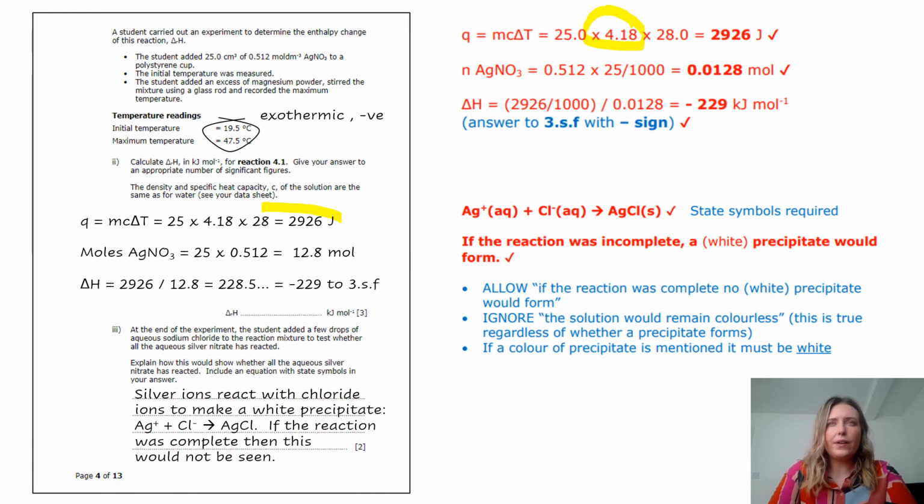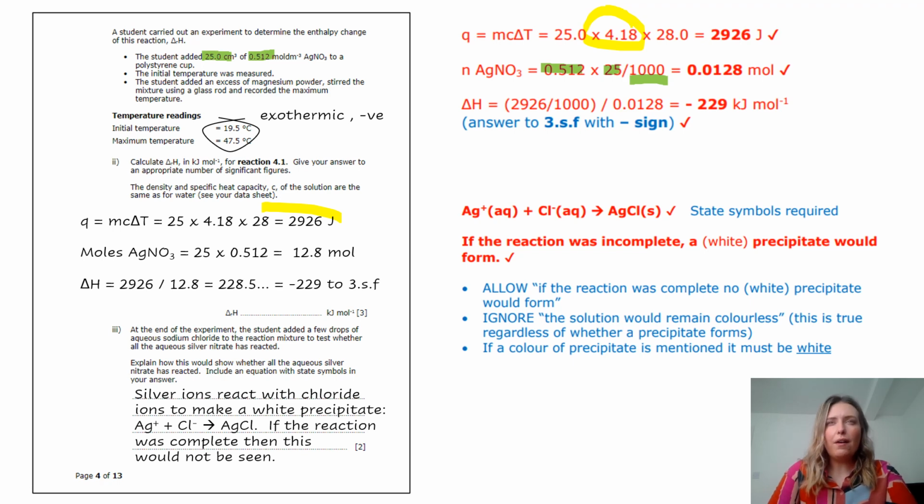The next mark is for calculating moles. This is a concentration calculation. You've got a concentration, 0.512 up here, and you've got a volume, 25 centimetres cubed. There they are in my calculation. We've got to also remember that we need to convert this volume to decimetres cubed in order to correctly calculate moles. So it's 0.512 multiplied by 25 over 1,000 gives you 0.0128 moles.